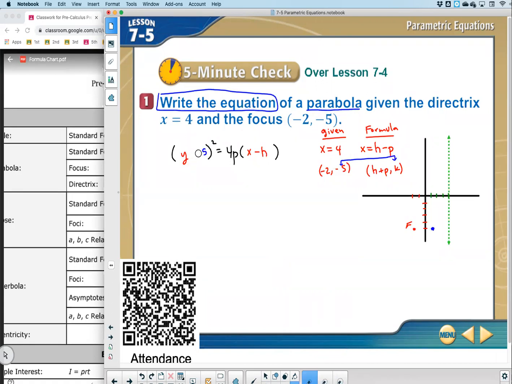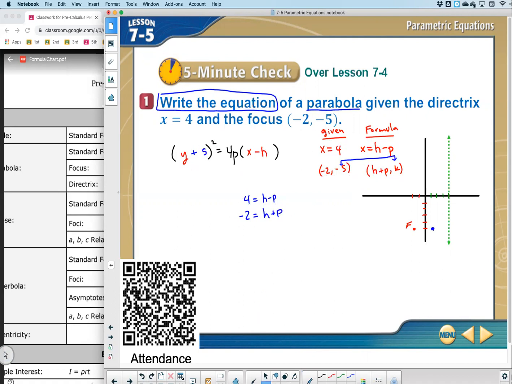Yeah, I could just say that's y plus 5. And then I can see that 4 equals h minus p if I do a substitution there. If x is 4, I can just plug the 4 right there. So 4 equals h minus p. I can also say that negative 2 equals h plus p.